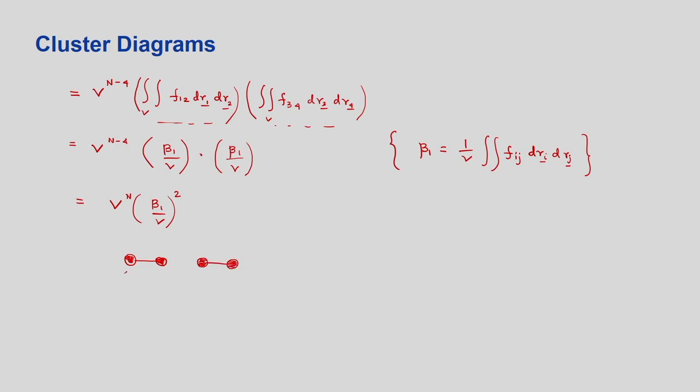What does it mean? Suppose this is 1, this is 2, and this is 3, this is 4. The integration between 1 and 2 is across the entire atoms 1 and 2, which have an interaction U12. In a similar way, U34 is integrated over the spheres 3 and 4. It is there in beta 1. This Fij is a function of e to the power of minus Uij, which is the intermolecular potential. So, this is the cluster diagram representing this expression.